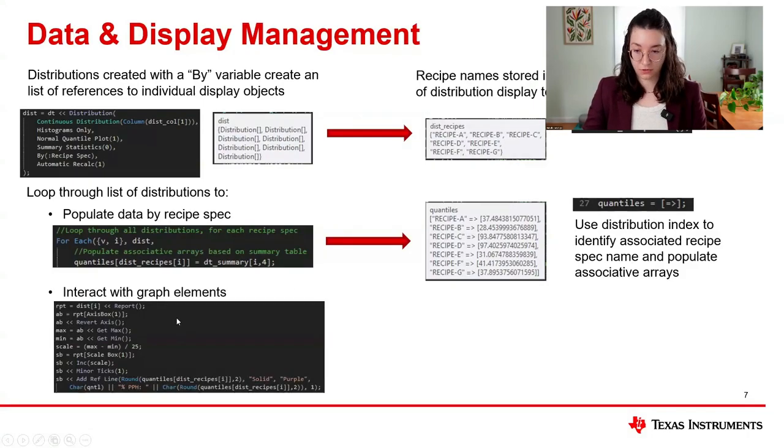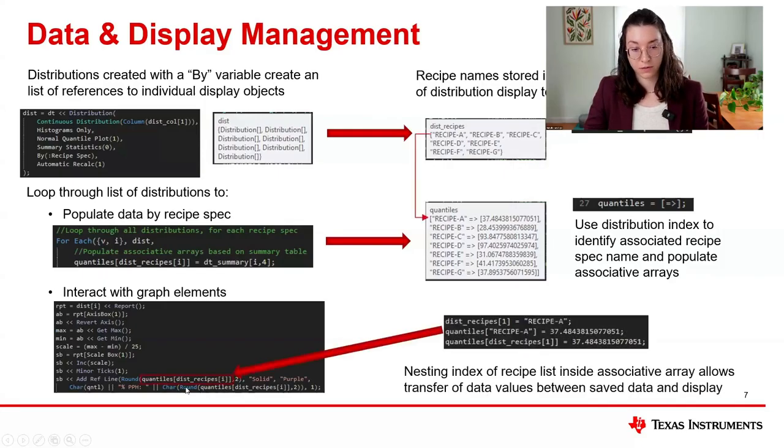You also can interact with graph elements within the same loop. So here I'm making some changes to the axis, and in this case, I'm adding a reference line. And to do this, I'm using a nested naming convention here. So my recipe list stores the name, and that gets nested inside of the associative array.